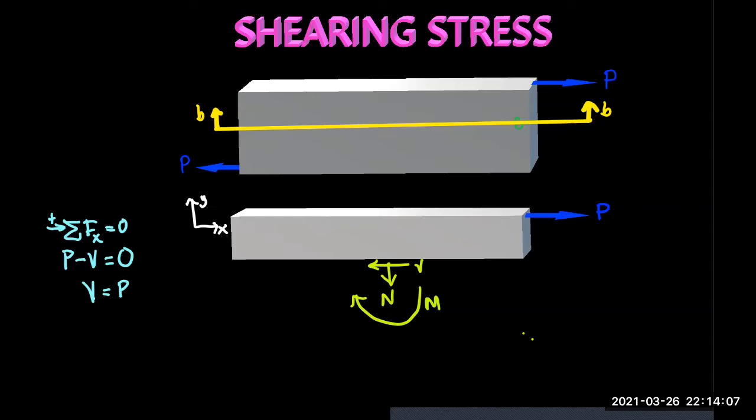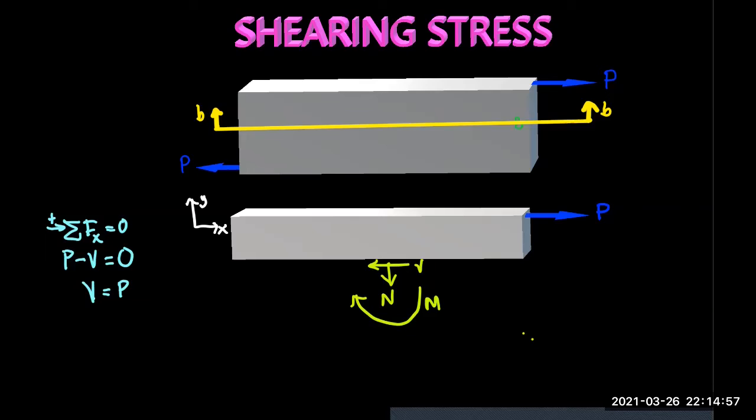Once we sum all the forces acting in the x direction and make them equal to 0, we can see that in this case, our shear force is equal to the external applied force. In this case, V is equal to P. In other words, the magnitude of P and the shearing force will be the same.